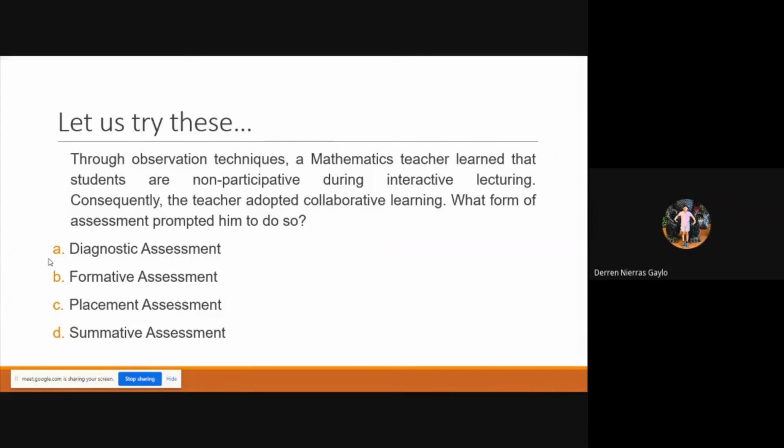It is formative assessment because the teacher looked into the process of how students are learning, and they are not participative, therefore there's a need to change strategy. So that's what the teacher did. So the teacher made use of formative assessment. During the instruction, the teacher changed strategies for the students to learn because the purpose of formative assessment is really to monitor students' learning and for them to learn. Next, this one.